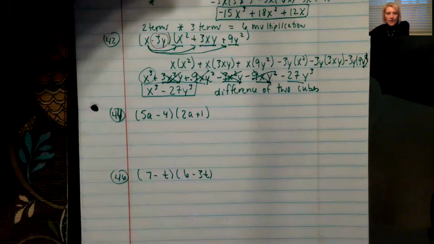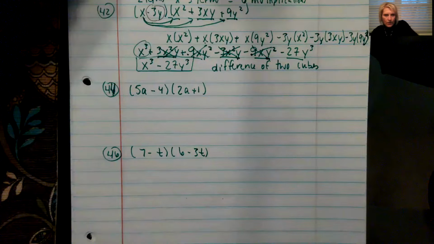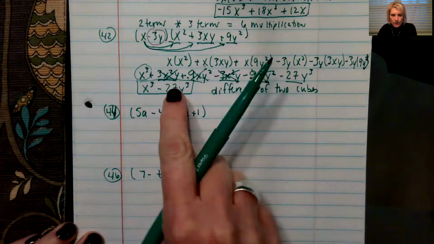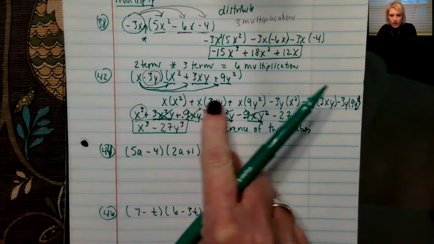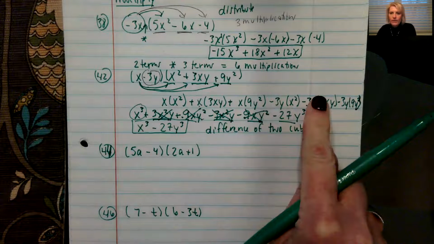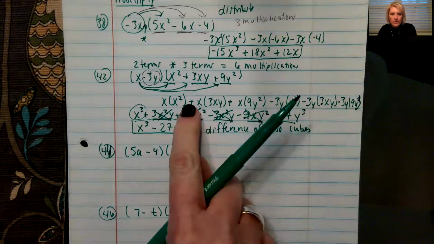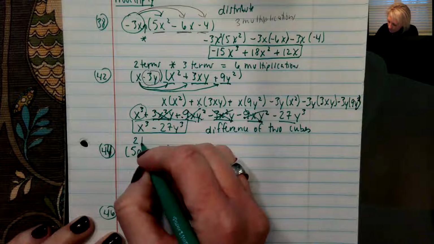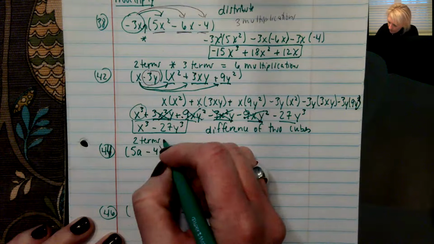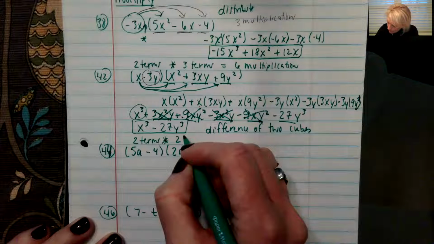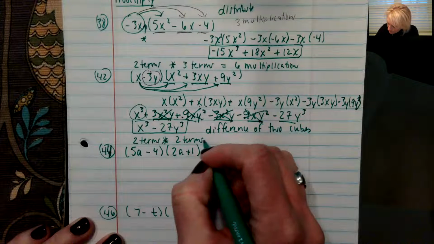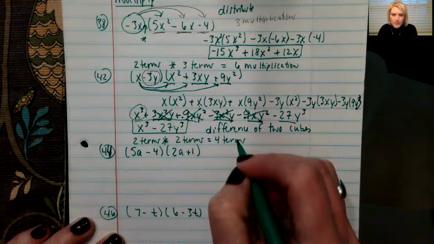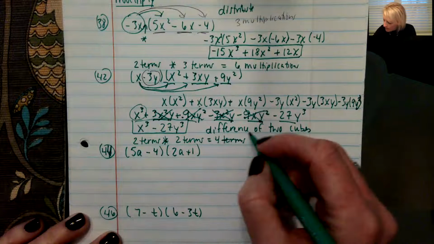Okay, so our last two are actually going to be a little more simple. So up here we had 2 terms times 3 terms. We had 6 multiplications, right? 1, 2, 3, 4, 5, 6. They're separated by additions or subtractions. So now we have 2 terms multiplied by 2 terms. So we have 4 terms. We should have 4 multiplications is what we should have.